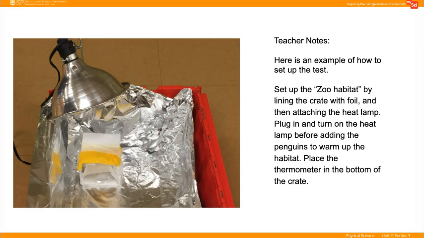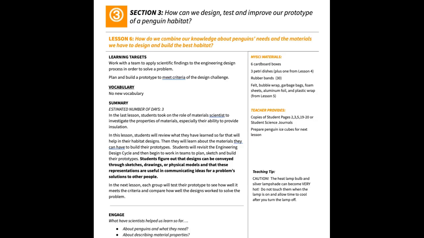In the Explore, students will conduct the first test of their designed habitats. For this activity, you will need the cardboard box penguin habitats, penguin ice cubes, petri dishes, heat lamp, roll of aluminum foil, insulating materials, measuring cups, pipettes, and empty red mySci crate. Set up the testing environment as shown here and as described in the teaching tips of Lesson 6.